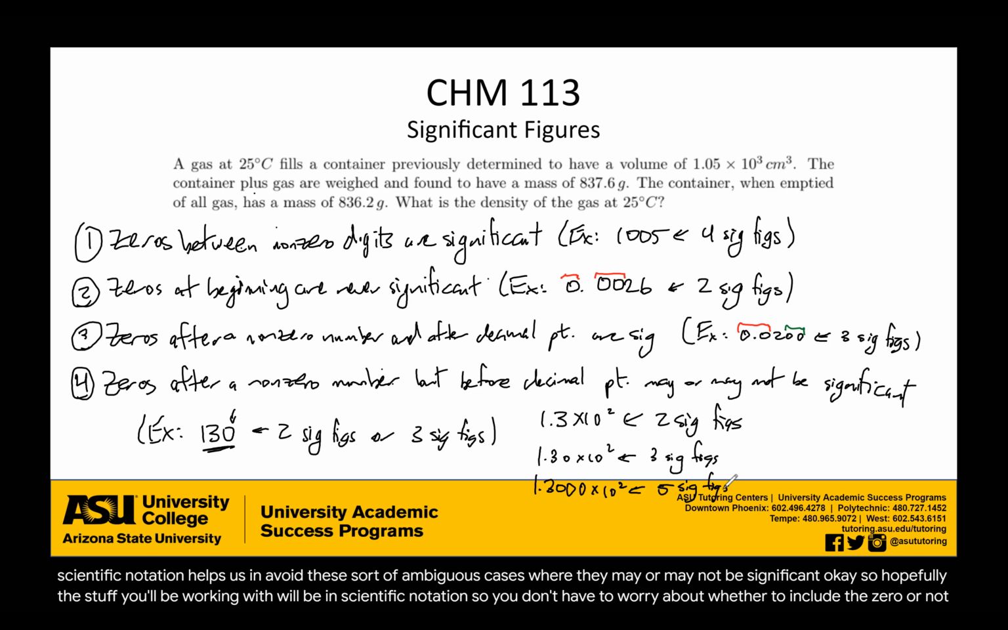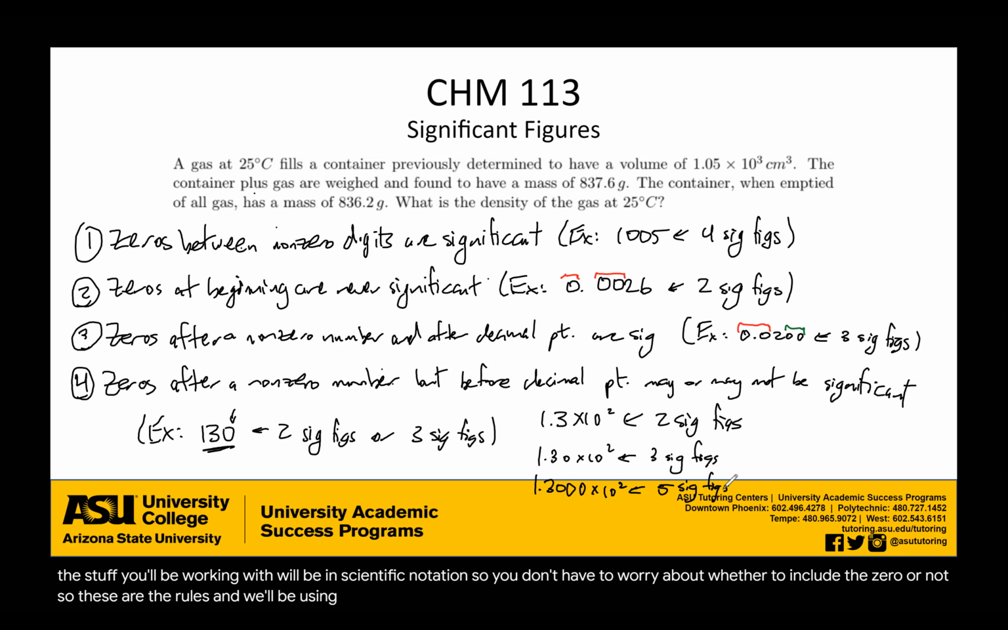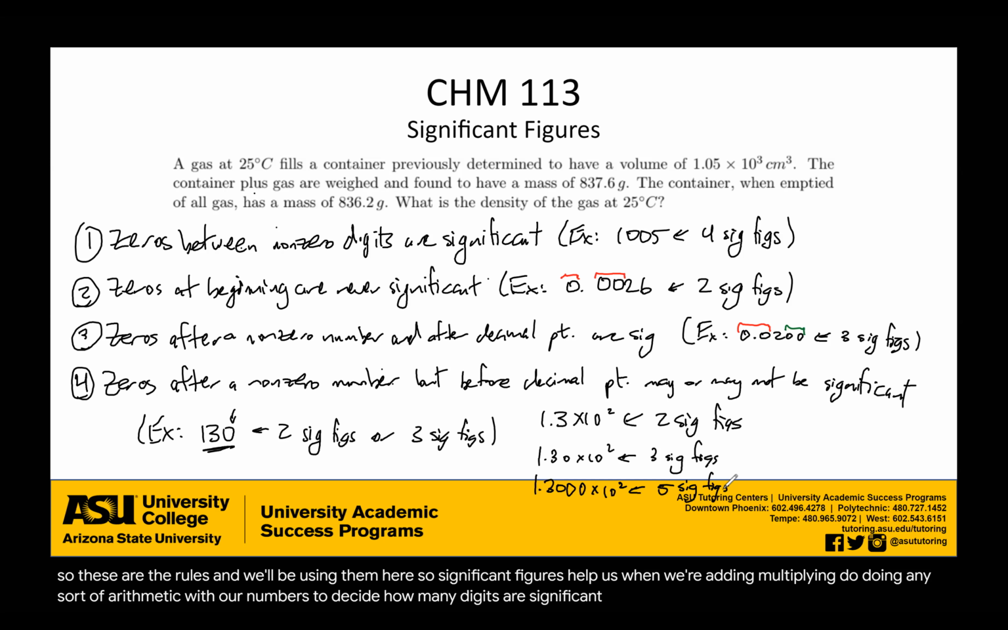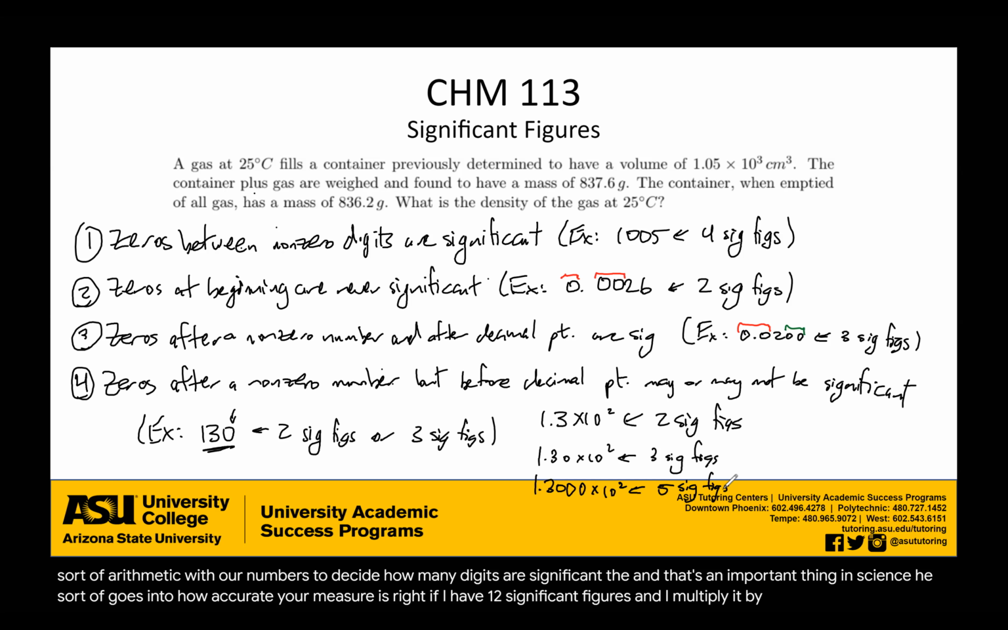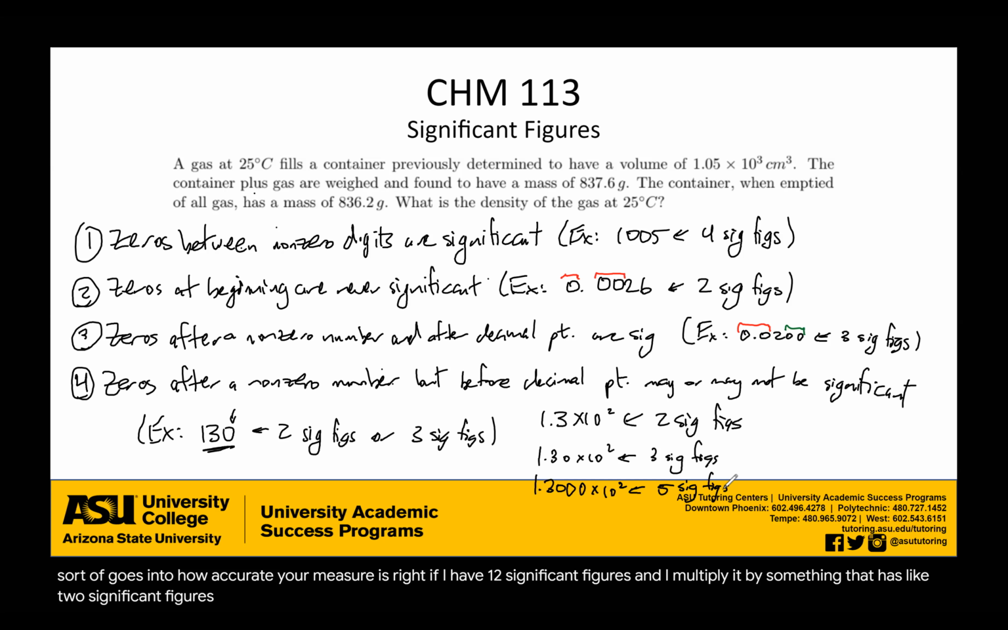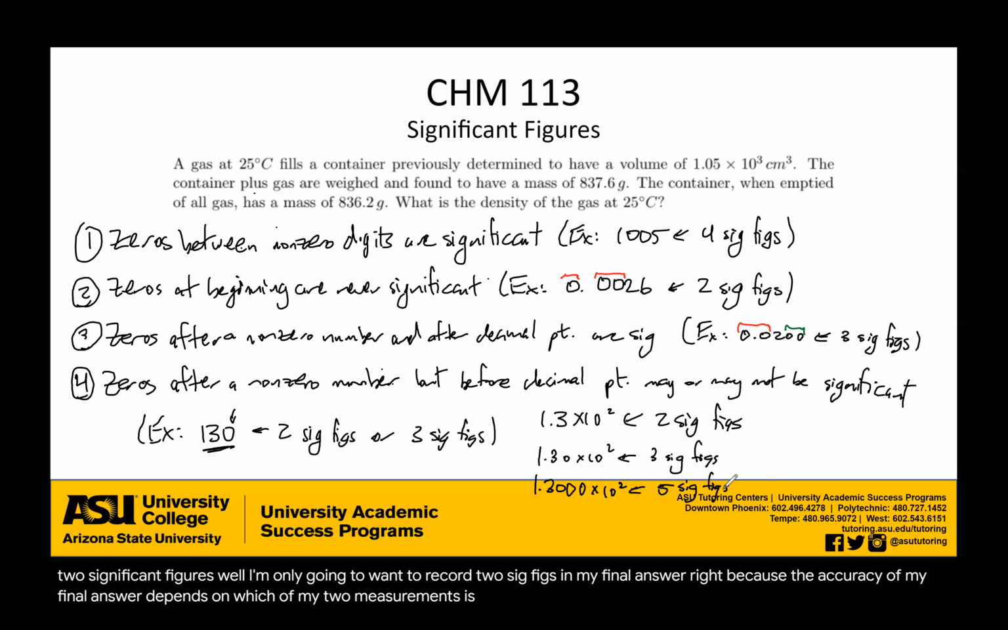Cool. So these are the rules, and we'll be using them here. Significant figures help us, when we're adding, multiplying, or doing any sort of arithmetic with our numbers, to decide how many digits are significant. And that's an important thing in science. It goes into how accurate your measure is, right? If I have 12 significant figures and I multiply it by something that has like 2 significant figures, well, I'm only going to want to record 2 sig figs in my final answer, right? Because the accuracy of my final answer depends on which of my two measurements is least accurate. So which one has the least number of sig figs?